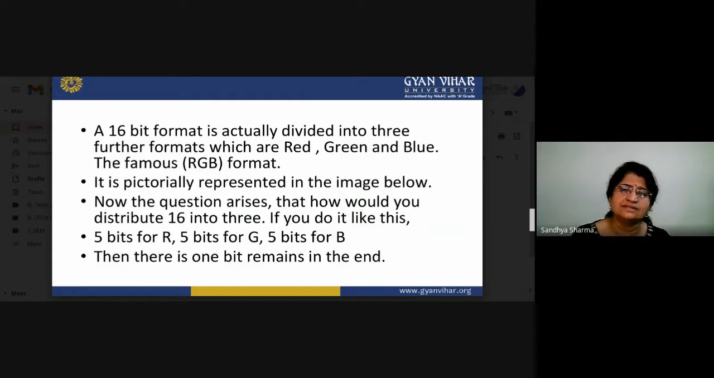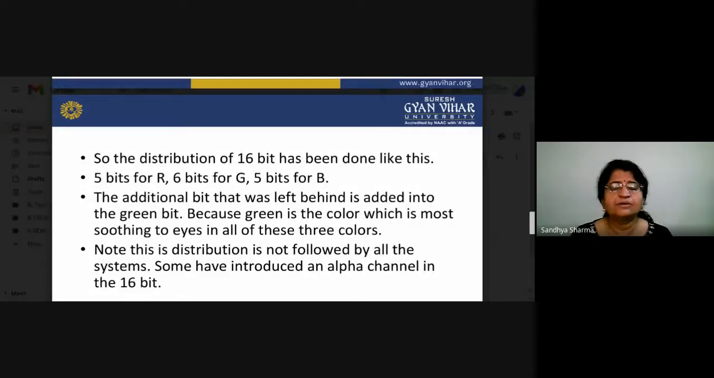So how can you divide the 16? There are 5 bits for R, 5 bits for G, and 5 bits for blue, and one extra bit remains. You can give that extra bit to green, because the intensity of green is very high. So it is 5 bits for red, 6 bits for green, and 5 bits for blue, because green is the color most soothing to the eyes among these three colors, and its intensity is also high.